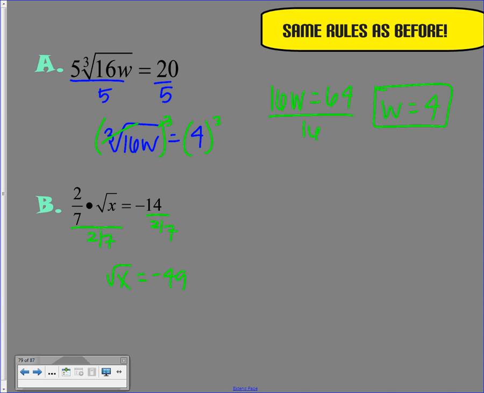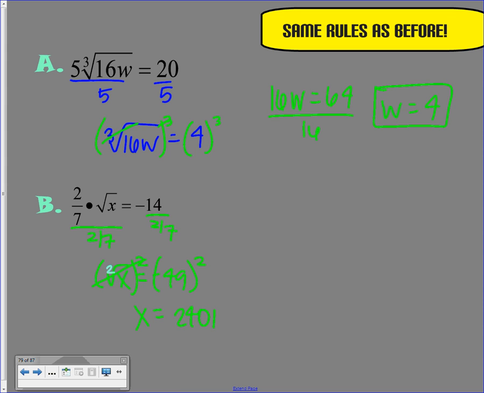Again, if there is no number here, by the square, or by the house, that's a square. So to undo a square root, I'm going to square each side. So that cancels everything out, and I just get x to equal. Now be careful here. I did draw parentheses. So negative 49 squared is a positive 2,401.